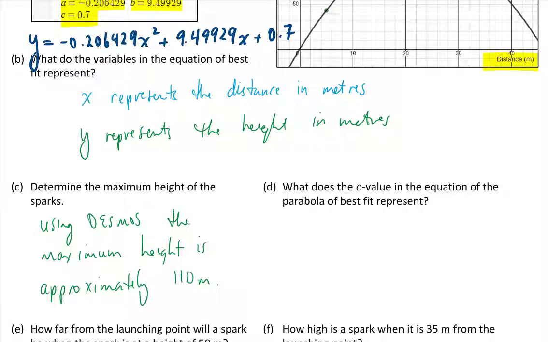What does the c value represent in this equation? Remember, that's our starting point for a parabola where it crosses the y-axis. So in this example, this would be the height at which the rocket was launched.